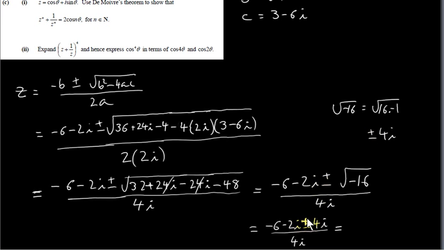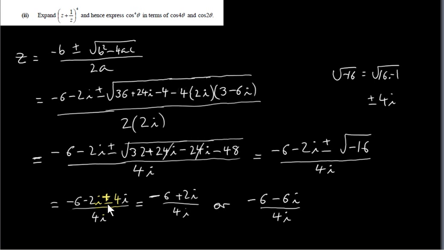So if we take the plus sign here, what do we have? We have minus 6 minus 2i plus 4i. That's minus 6 plus 2i divided by 4i. That's one solution, although we have to get this as a single complex number. If we take the minus sign here, we have minus 6 minus 2i minus 4i, which is minus 6 minus 6i divided by 4i. So how do we write this thing here as a single complex number?